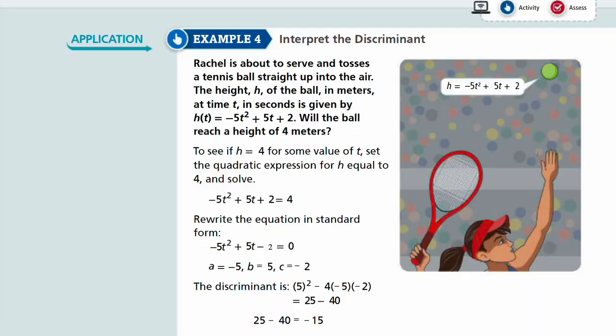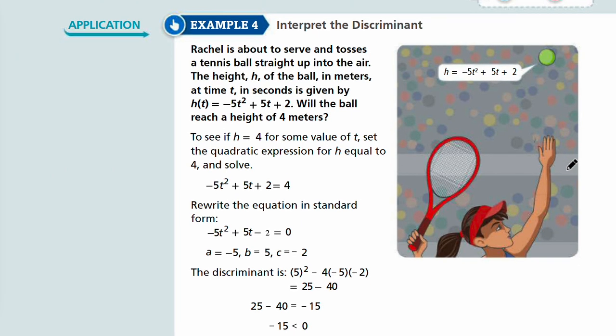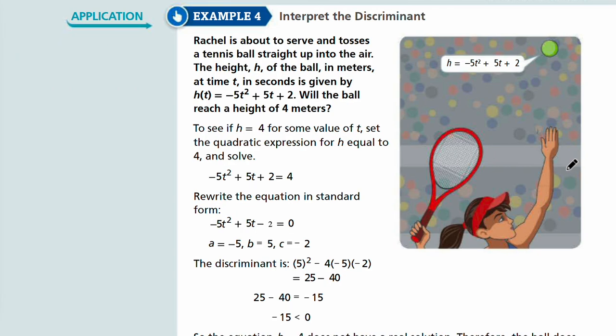Welcome to Algebra 2, Lesson 3-6, Example 4, Interpret the discriminant. In this example, we will look at a word problem and try to interpret in the context what the discriminant means. So let's look at this example in example 4.